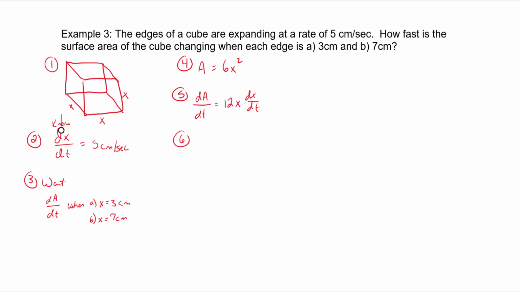So the last step is sub in. So for part A, whenever x equals 3 centimeters, then dA/dt is equal to 12 times 3 times dx/dt, which we said was 5. And this is going to end up being centimeters squared per second. So the 3 centimeters times 5 centimeters per second. So we end up, dA/dt is 180 centimeters squared per second.